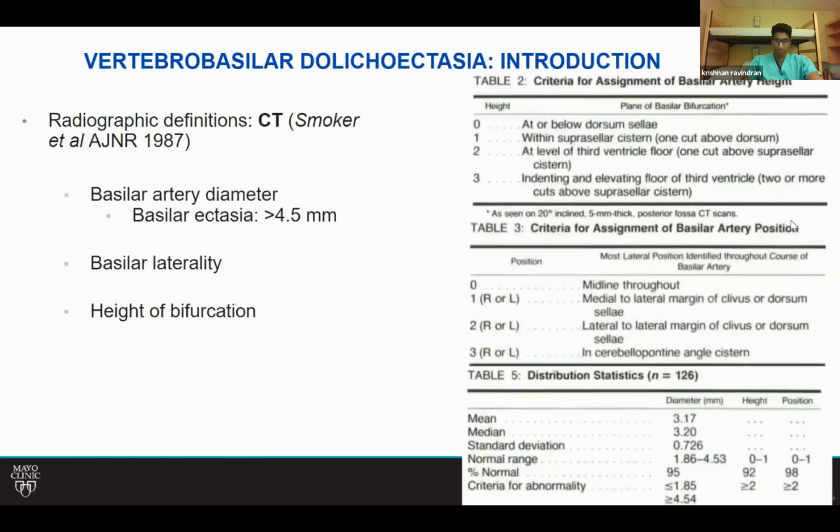In this paper, they provided criteria based on three separate variables, one being the diameter based on the distribution of basilar diameter in millimeters, the laterality of the basilar, so that's either medial or lateral with respect to the clivus, and then the height of the bifurcation, whether it was above the suprasellar cistern at the level of the third ventricle or pushing on the floor of the third ventricle.